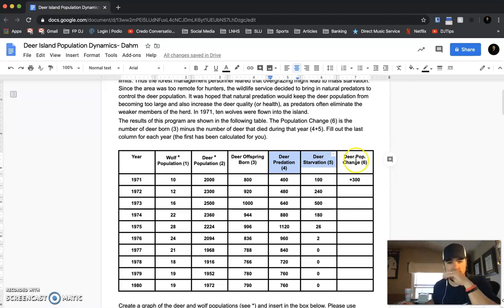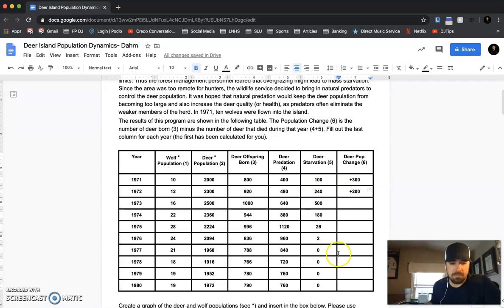Okay, so to find the population change, you're going to take these two, add them together, and subtract from this number. So 800 minus 500, that gives you a positive increase of 3, right? So all of these will either start with a plus or minus. Okay, so on this one, let's see, we have 920. Oh boy, this is going to make me do some quick math. So we have 920, and then we have 480 plus 240, so that's going to be 720, right? So 920 minus 720, that's going to give us an increase of 200, right?